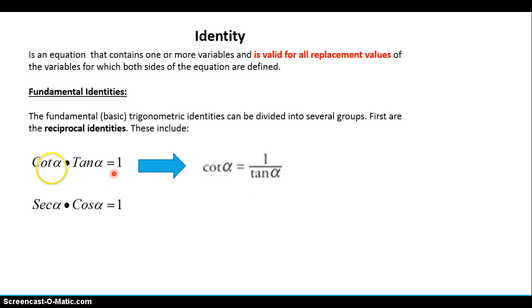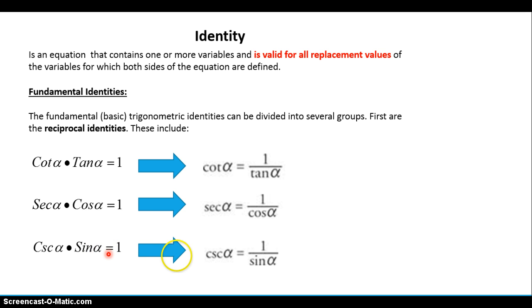The next one is the secant times the reciprocal, that is the cosine of the angle, equals 1. Therefore, if we isolate the secant, then the cosine passes dividing and the secant is the same as 1 over the cosine of the angle. And the next reciprocal identity is the cosecant of the angle times the sine, that is the reciprocal of the cosecant, equals 1. Therefore, the cosecant equals 1 over the sine of the angle. These are the reciprocal identities.